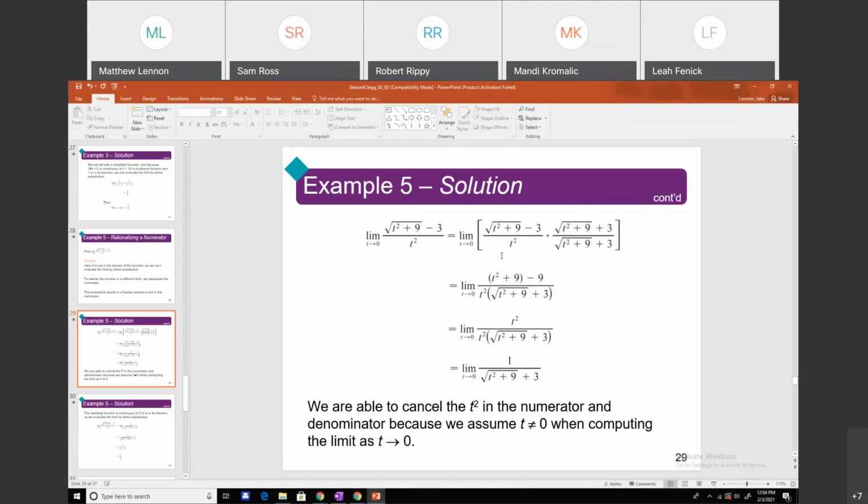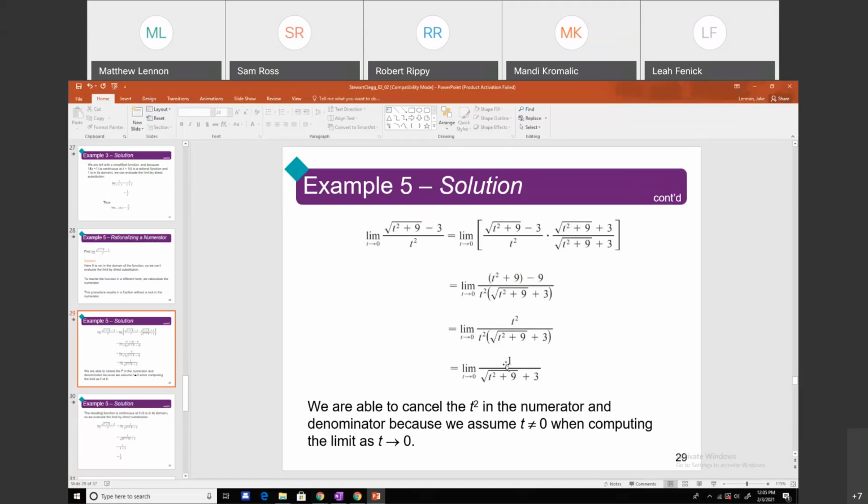So on top, we're going to get this thing. Notice it would be the square root squared. The square root of t squared plus 9 squared would just be t squared plus 9, and then minus 3 squared, which is minus 9. So your plus 9 and your minus 9 cancel, and you just get t squared. So your t squared over t squared cancel. That was the thing causing the whole problem. Now that's gone away.